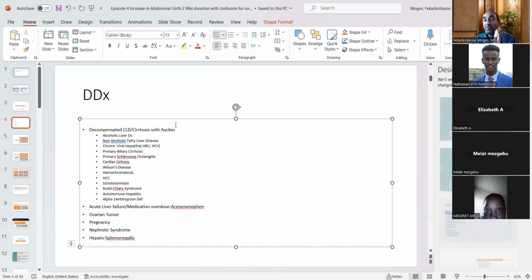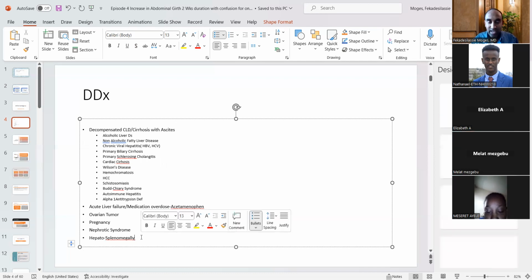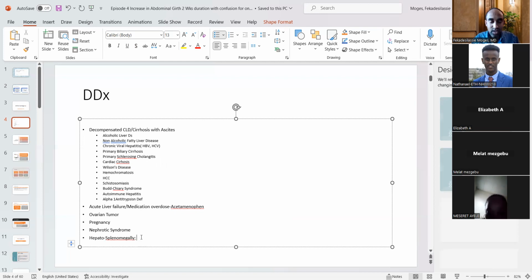Hepatosplenomegaly by itself is going to be a huge differential diagnosis. A long list of differential diagnosis. Bear that in mind, okay? Because hepatosplenomegaly can be due to multiple factors. So you can think about that if you find hepatosplenomegaly on physical exam. Okay. What else? Tuberculosis.